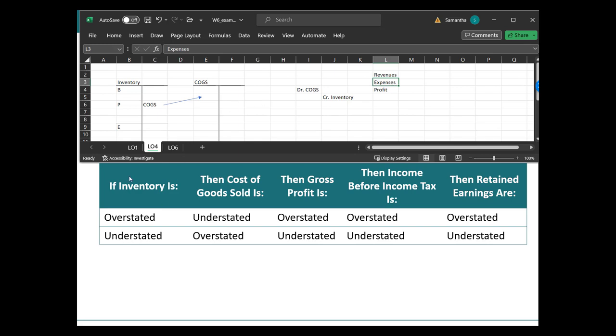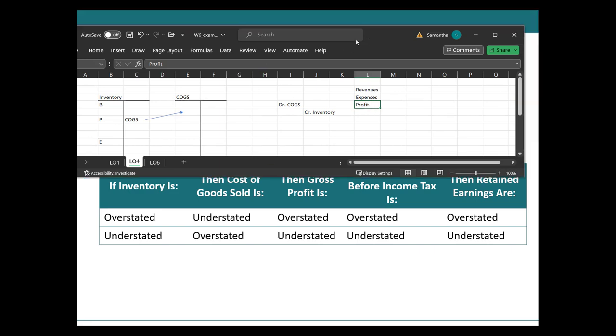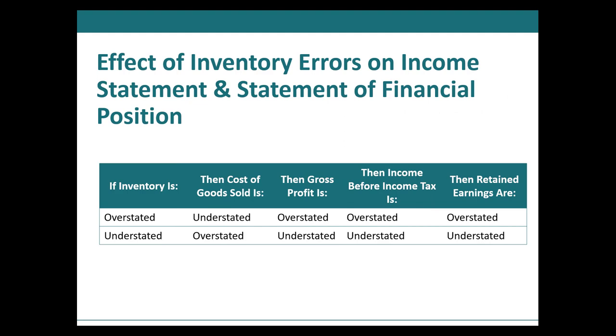So here, if we have too little inventory, that's because we put too much in the cost of goods sold. And if we put too much in the cost of goods sold, that means our expenses are too high, and therefore our gross profit is understated. And if our gross profit is understated, so is our total profit. And then if our profit is understated, that articulates through to our retained earnings. Our retained earnings, the earnings that we retain in the company, are also understated. All right. We'll have some practice on this in just a second.